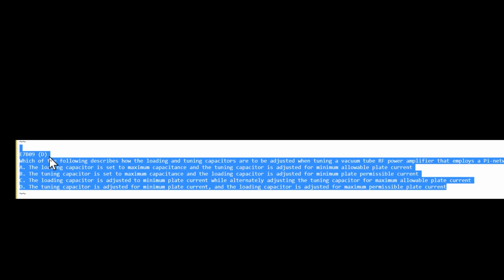Anyway, there you go. There's another question on the extra class exam that has a poor answer. The question is written okay. Again, the wording is just kind of weird. For example, they say the power amplifier employs a Pi network output circuit.